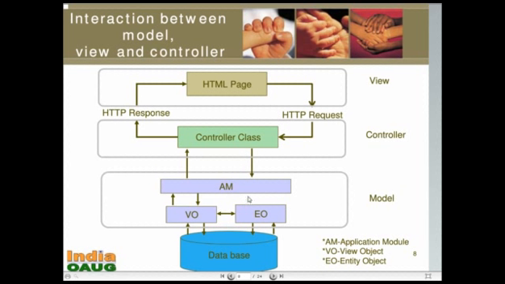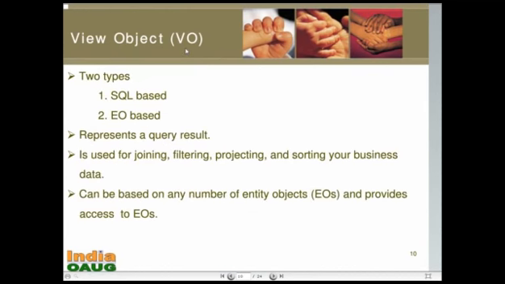You can see there is no arrow mark between the AM and entity object. Once you create entity object, you must attach this entity object to the view object. Then view objects will be attached to the AM. Then AM will be attached to the controller. Controller will be attached to the page. That is entity object.